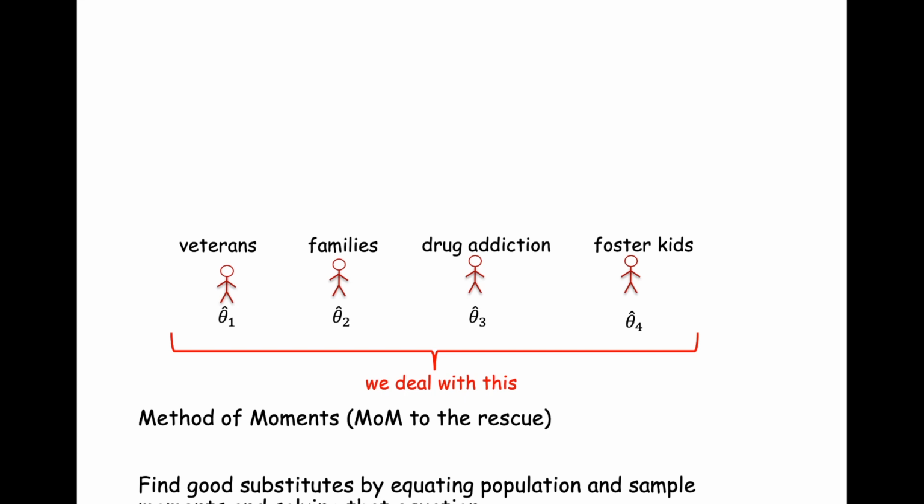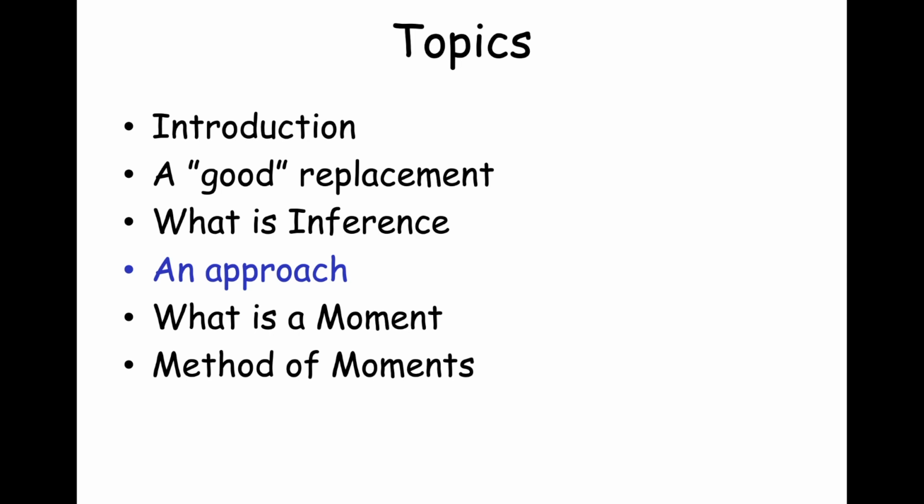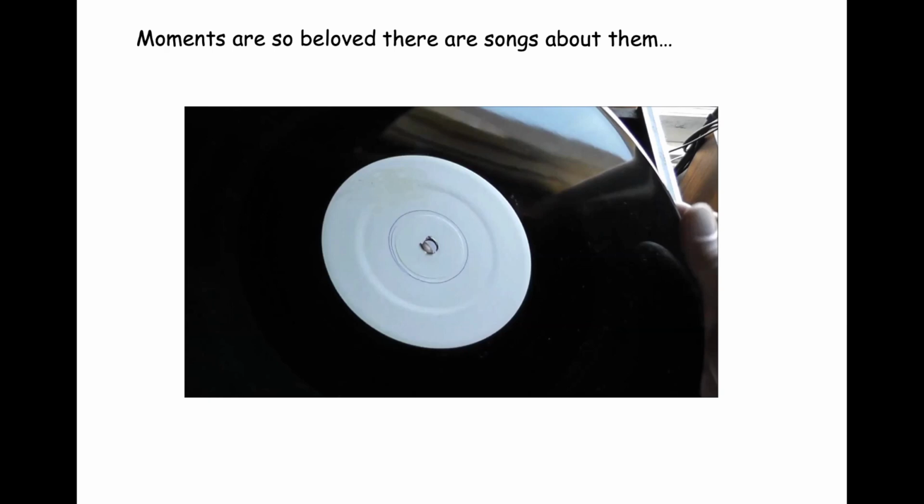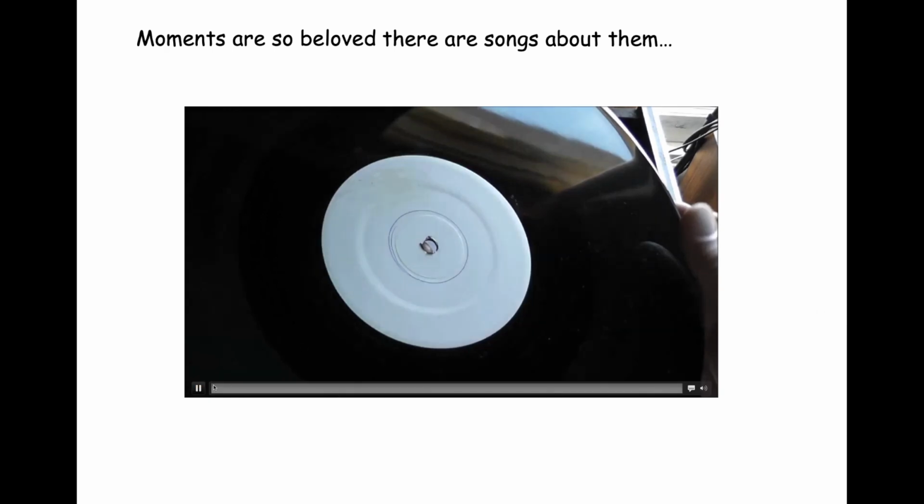The approach used by method of moments is to equate two things, to equate an unknown with a known and then solve. That unknown is the population moment, and the known is the sample moment, something that you can compute from the data. And we'll get into what that means. But before we do so, we should take some time to explain what a moment is, because we haven't defined what a moment is.